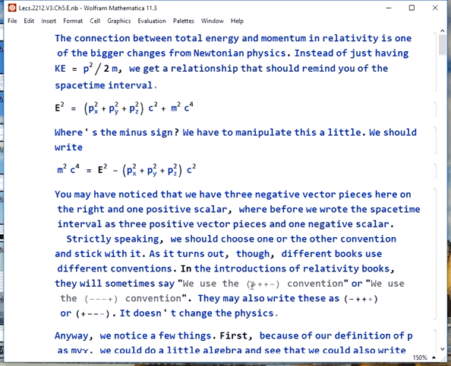For example, they might call it plus, plus, plus, minus, so the three space parts would be positive and the time part would be negative. Or they might do space parts, the three things, negative and time positive. They might also put time first and call it negative and positive, positive, positive, or the opposite of that. It doesn't change the physics. It changes how you write things.